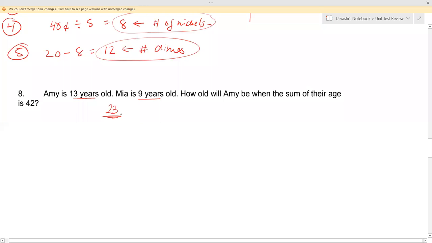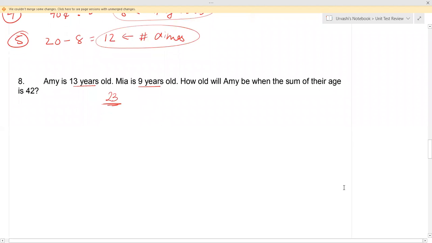Anybody want to go? I know some of you got it right. I want to do number 10. Okay, Melody, go ahead. Oh, Melody's connection.